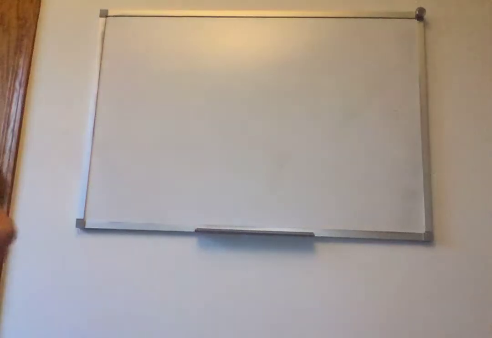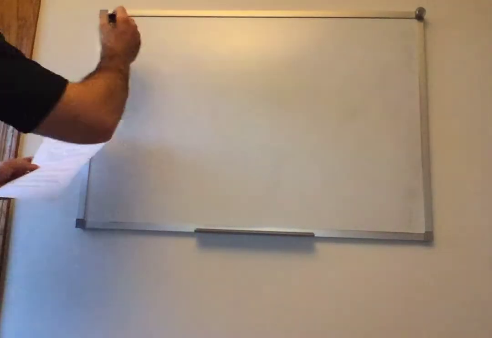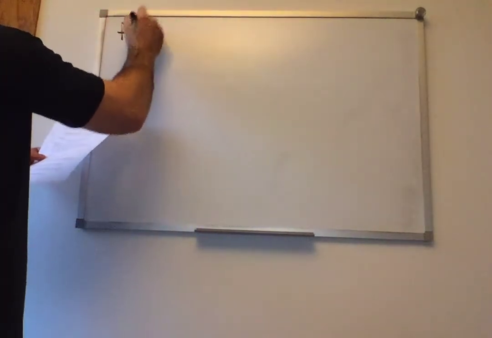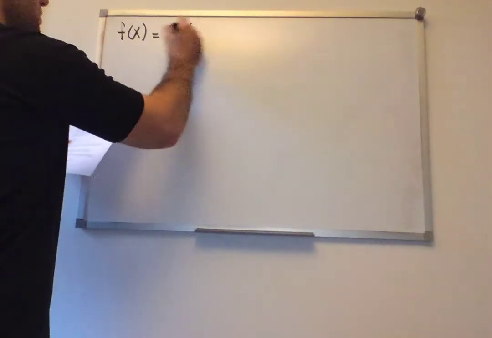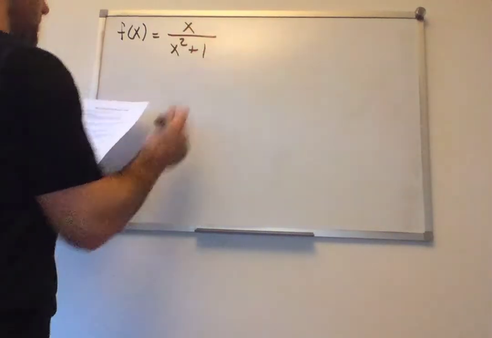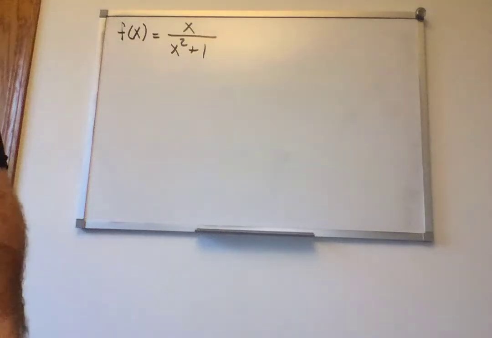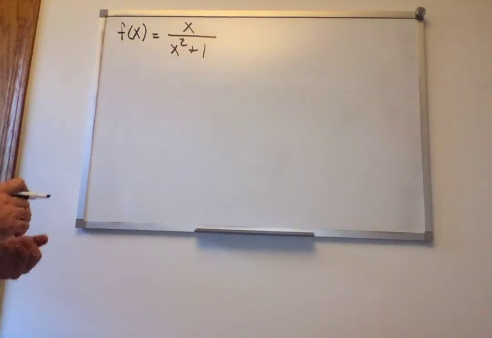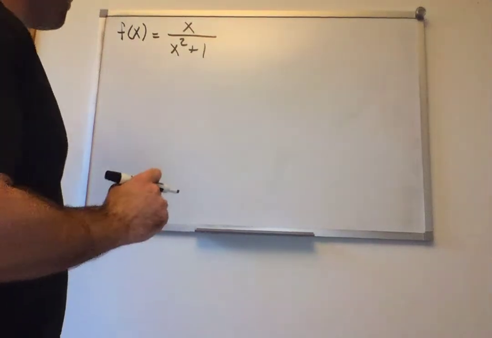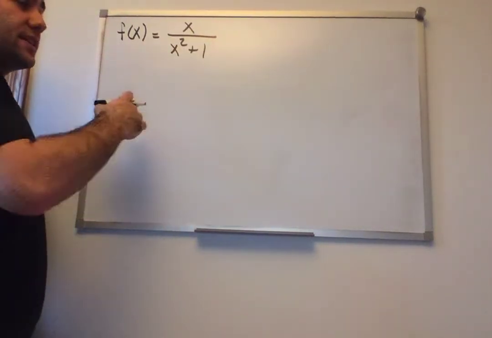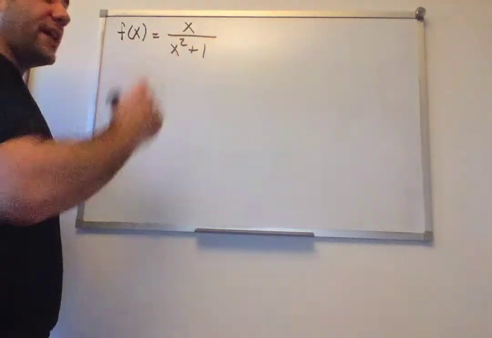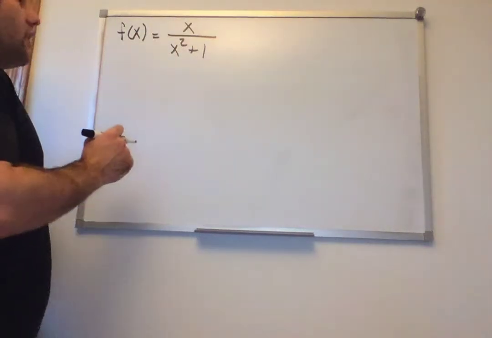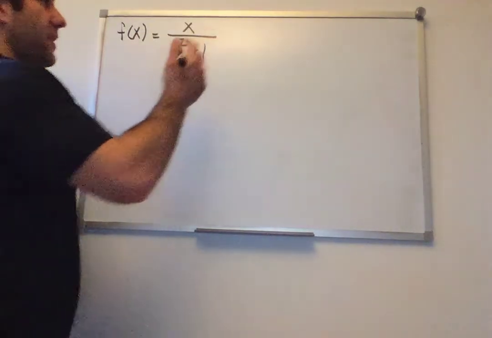All right, got another example. f of x equals x over x squared plus 1. Same procedure. Now, I chose a rational function because there's something we got to watch out for when doing polynomial or rational inequalities. So, first thing, we got to find the derivative.